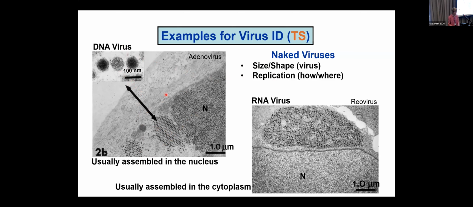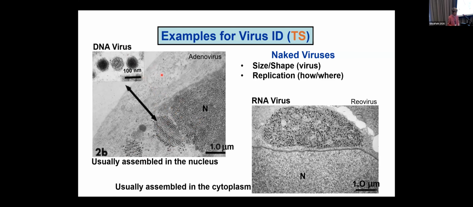Now, when I say usually, there is one caveat, and that's pox virus is a DNA virus, but it's made in the cytoplasm. So you don't have to remember that, but just remember that one can be out there. However, if the adenovirus here has made the cell so sick that the nuclear membrane is disintegrating, these viruses can leak out into the cytoplasm.